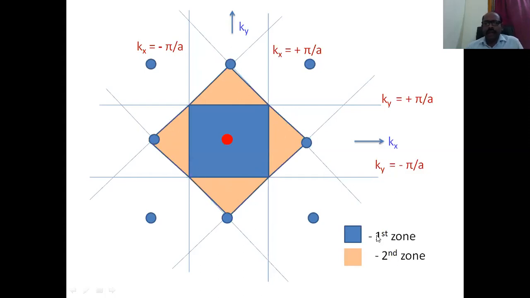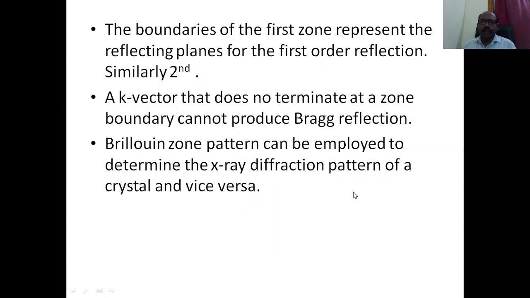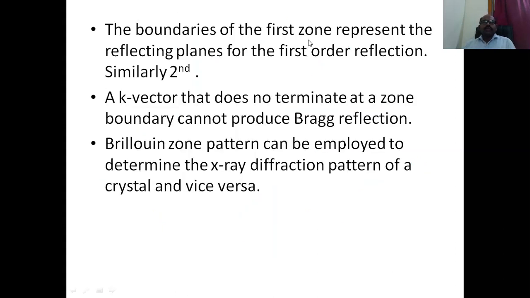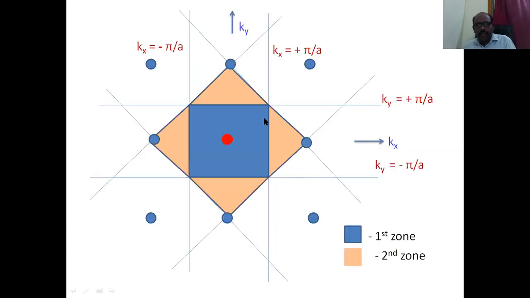Okay, here I represented it. So in that way we get the Brillouin zones for a square lattice in 2D. Similarly, the same concept can be extended to 3 dimensions. So we are seeing here the boundaries of the first zone and these are the boundaries of the second zone, just like this.